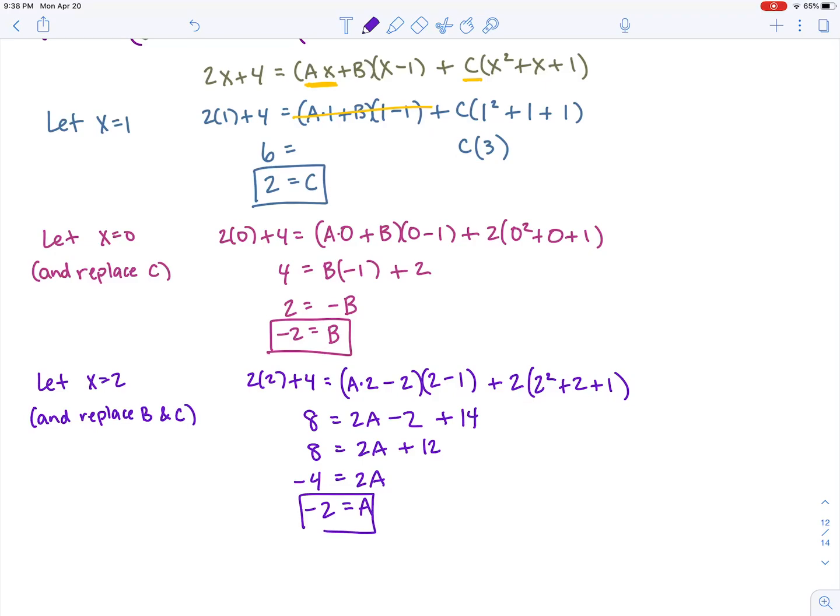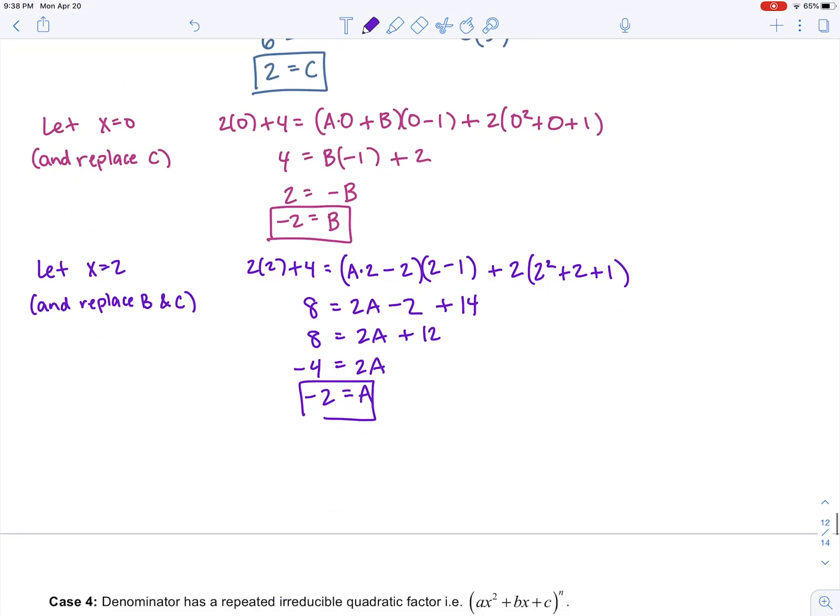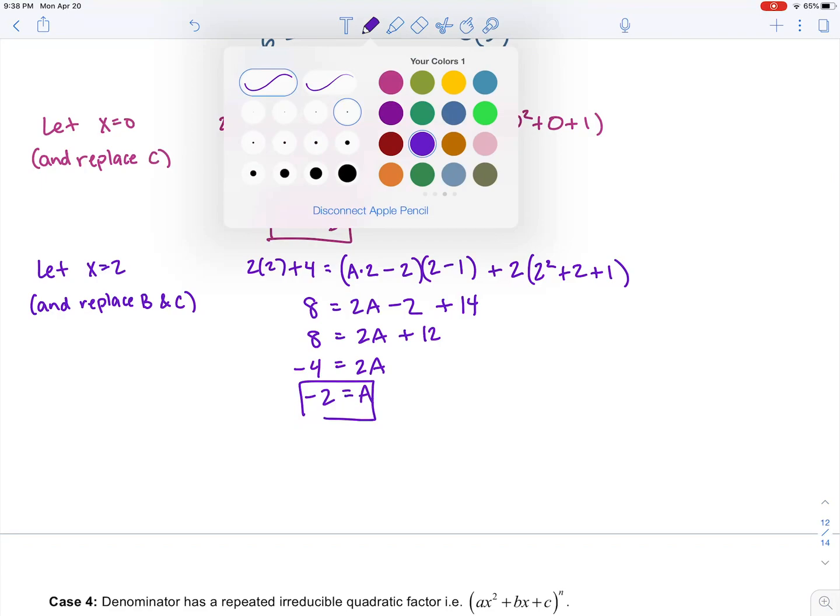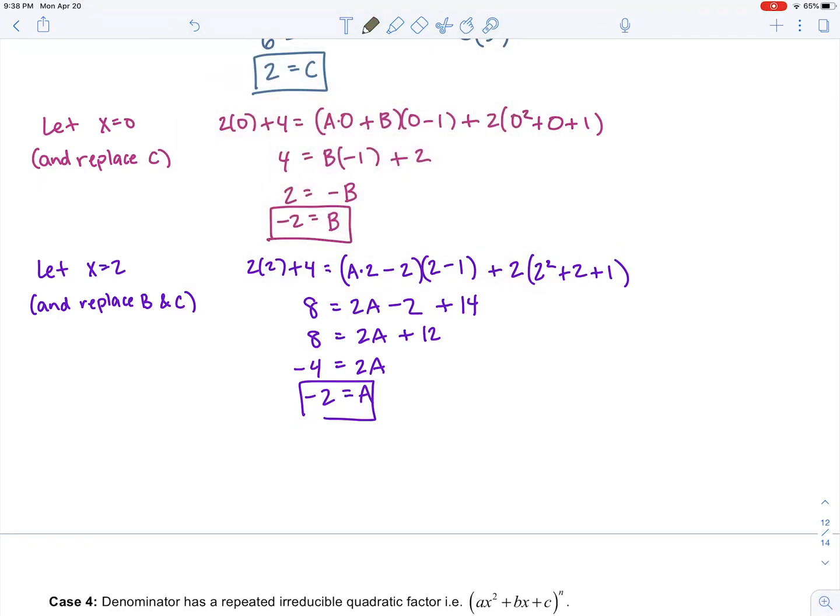Okay, so as usual, our last step is also to write out our decomposed form of our fraction. That's the last thing we're going to do. It was ax plus b, so negative 2x minus 2 over our quadratic factor, plus c over our linear factor.